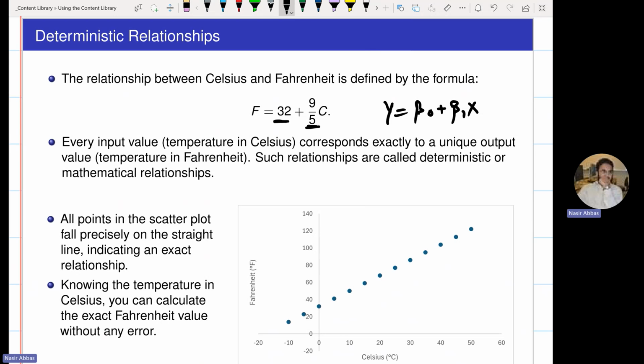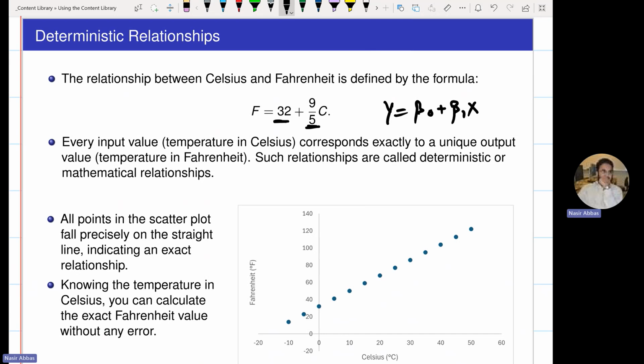So in such a relationship, if we give you the value of the input and you can give us the exact value of the output variable, these relationships are called deterministic relationships or exact mathematical relationships. Knowing the temperature in Celsius, you can calculate the exact Fahrenheit value without any error. And we have nothing to do with this kind of relationship in this course. Just for comparison, I brought this first slide, that regression is linked with this kind of mathematical relationship.